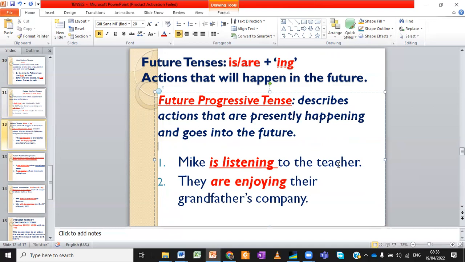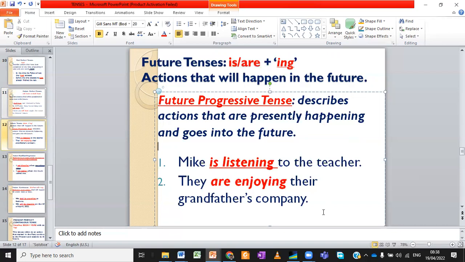Mike is listening to the teacher. The action is happening right now, and it continues into the future because you don't know when the teacher will stop. They are enjoying their grandfather's company. Right now, the action is happening. It is continuing, and you don't know when it will stop.